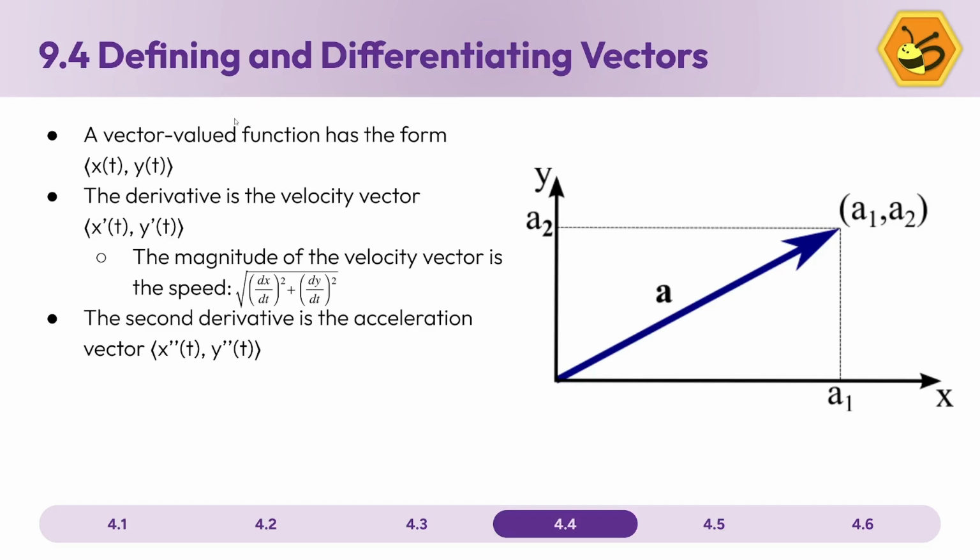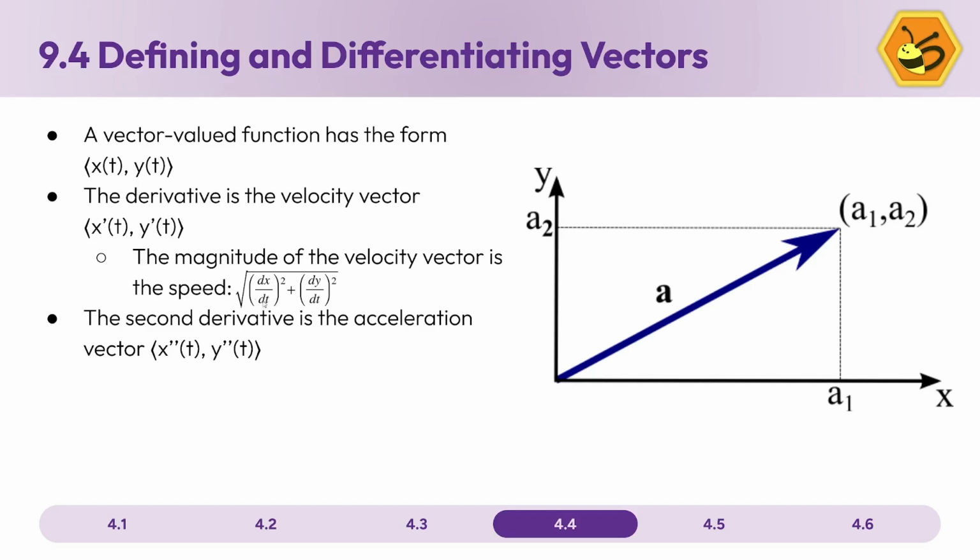So a vector valued function has this form with these brackets, I think these are brackets, I'm not too sure what they're called, but just these kind of bendy things. So we have x of t and y of t. Okay, and these vector valued functions, most of the time they are related to motion problems. So for our derivative, we would just take the derivative of our x component and the derivative of our y component. And then the magnitude of our velocity vector, that's our speed.